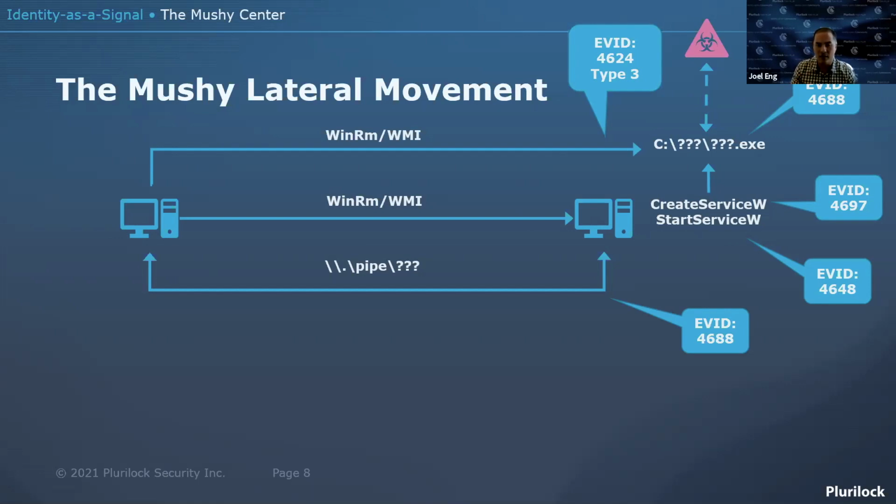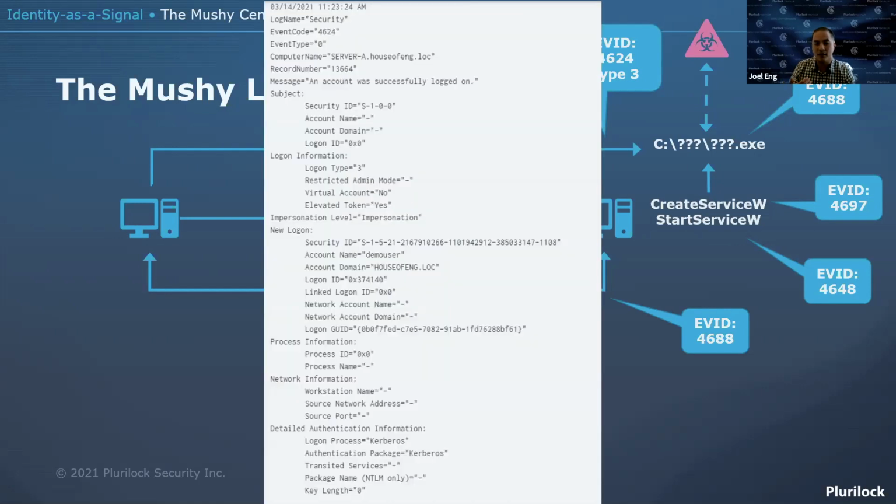Now that that's gone, in order to establish that this is actually a remote event, we're going to be relying on that 4624 type 3. However, what you're going to find overwhelmingly with these events, especially if we're talking WMI or WinRM, and you're using Kerberos authentication, is that you're not actually going to get a source network address anymore.